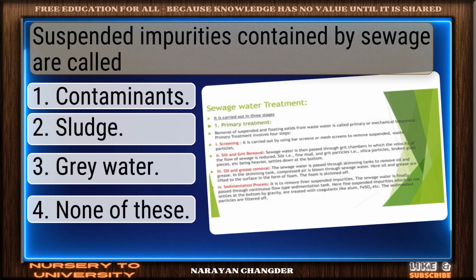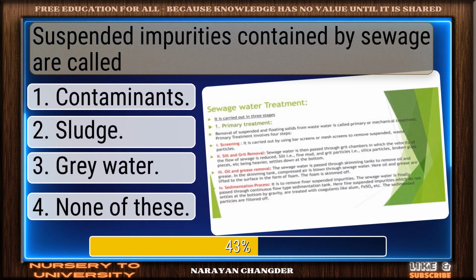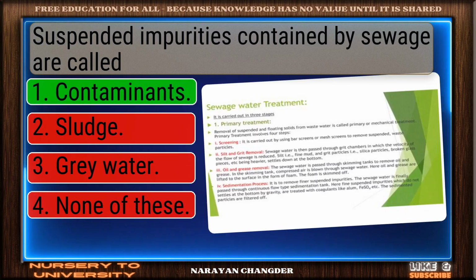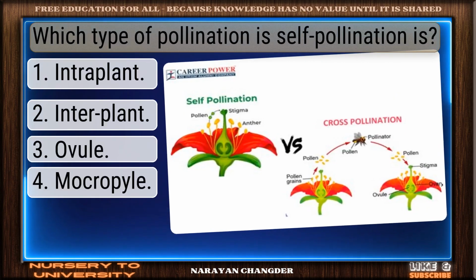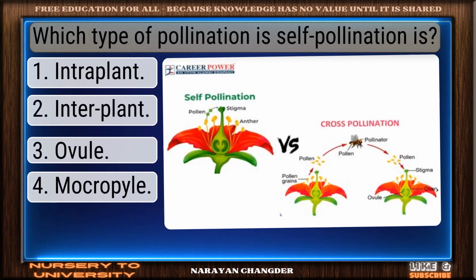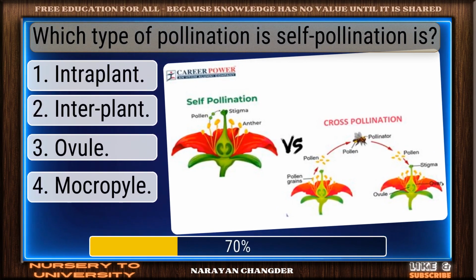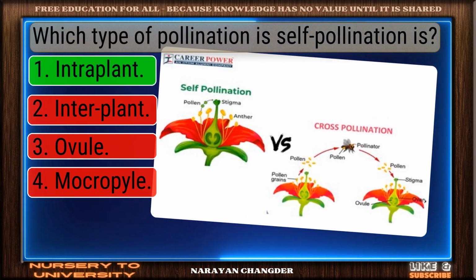Question number 66. Suspended impurities contained by sewage are called. Well done. Contaminants is the right choice. Question number 67. Which type of pollination is self-pollination is? Correct. Intraplant is the right answer.